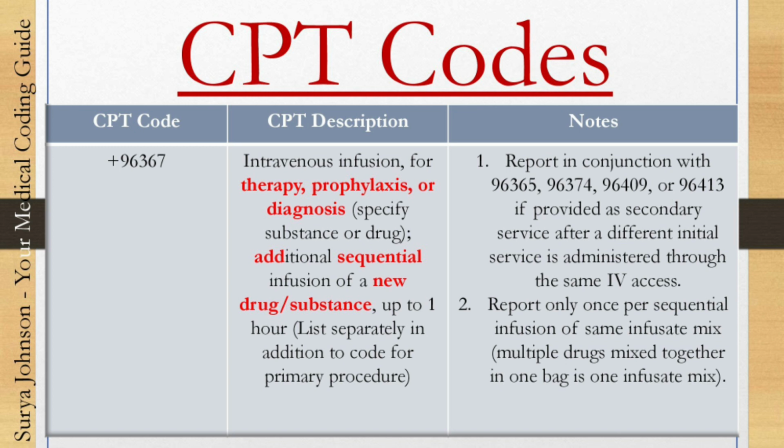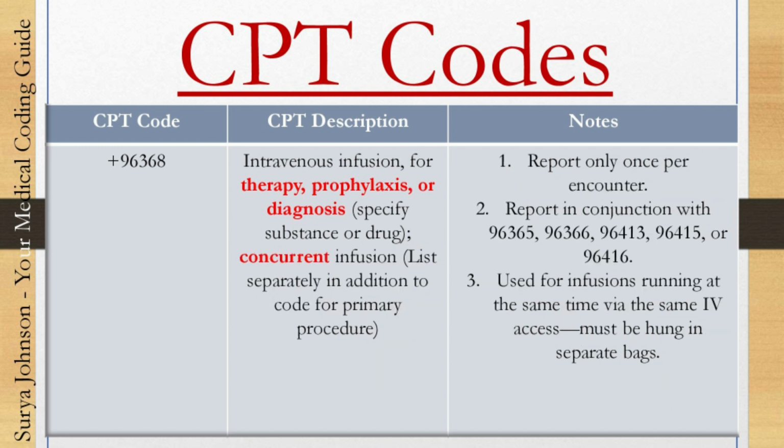So the next add-on code for the therapy, prophylaxis or diagnostic intravenous infusion is 96368. So the difference is this one is a concurrent infusion. So the note here is report only once per encounter. You should report 96368 only once, and what all you can report this with, along with 96365, 66, 96413, 96415 or 96416. This can be coded.